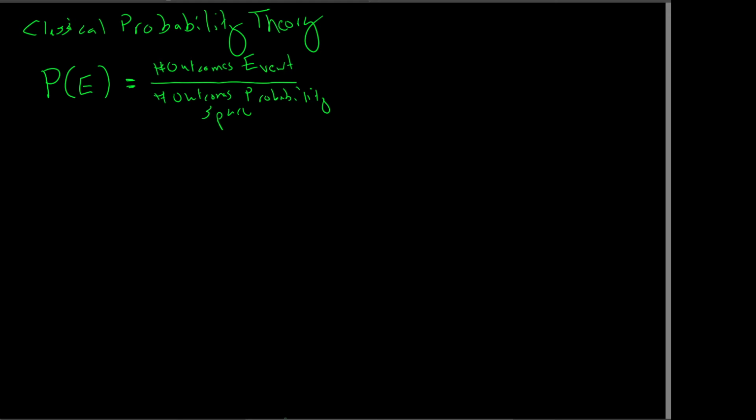Or the sample space, whichever word you want. I think the book keeps doing sample space. I think I keep calling it probability space. The sample space, I will try to keep my nomenclature consistent. So the number of outcomes in the event and the number of outcomes in the sample space.